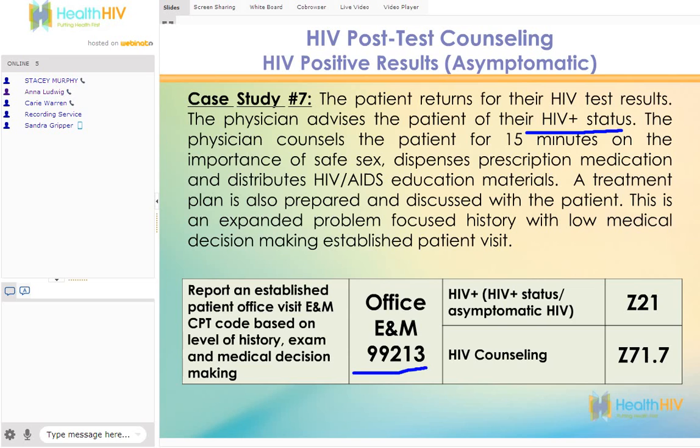So the physician counsels the patient for 15 minutes, and now he's going to give prescription meds. The physician also distributes the education materials, but now there's a treatment plan written in the chart. So there's a treatment plan and coordination of care involved with this particular encounter. So this is an expanded problem-focused history with low medical decision-making. And the final E&M for this encounter is a 99213. The patient's HIV positive, so the principal diagnosis is Z21, and the physician counseled the patient, Z71.7.